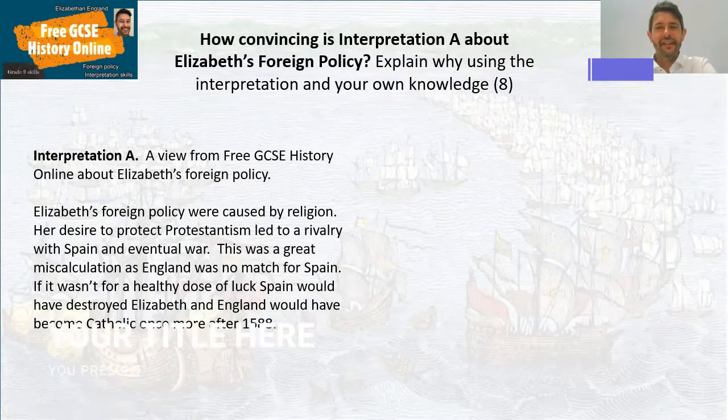Okay, here is our interpretation question. How convincing is interpretation A about Elizabeth's foreign policy? We're just looking at a general question of foreign policy. Sometimes they're just as nice and generous as this. Sometimes maybe they're a bit more specific. But nevertheless, when you read the question, underline that topic and be aware of it. It's then got the next bit, explain why using interpretation and your knowledge.